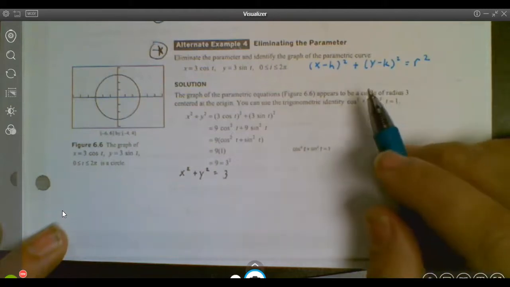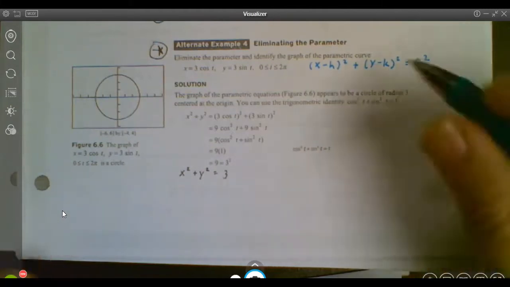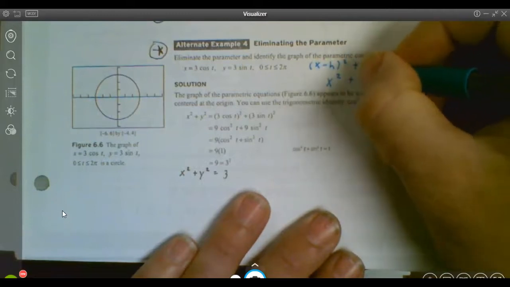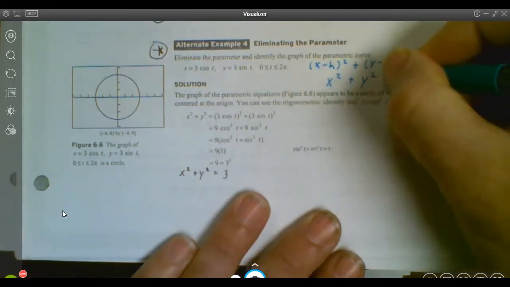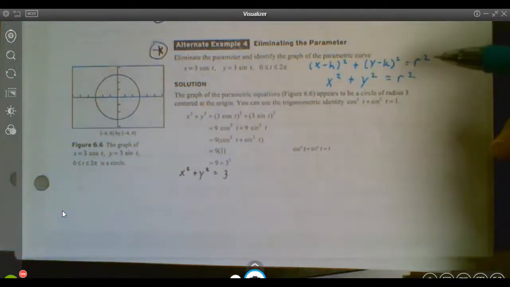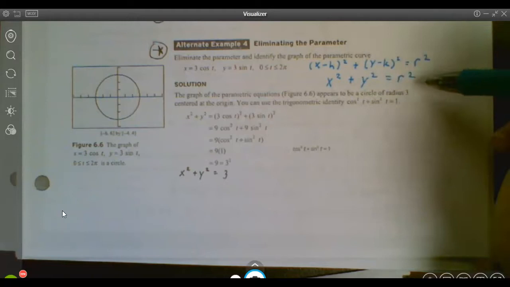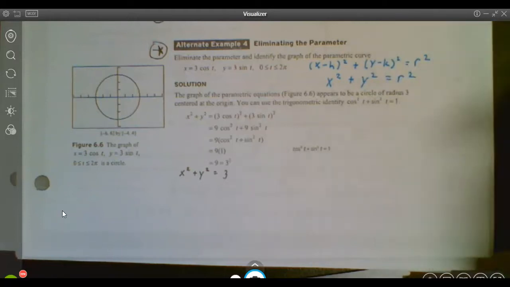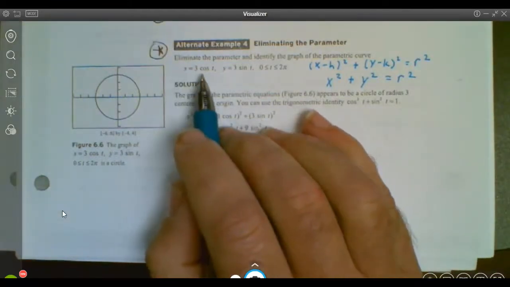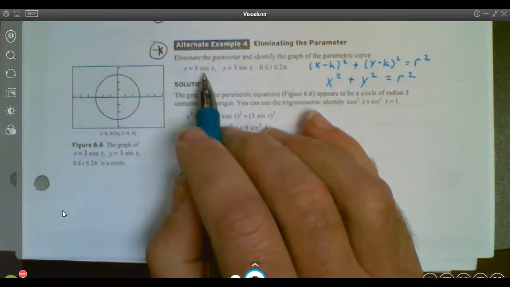Well, if you're centered at 0, 0, then h and k don't need to be there. Therefore, if I'm centered at 0, 0, the equation of the circle is simply x squared plus y squared equals r squared. Right? That's like the most basic parent function look for the equation of a circle when you're centered at 0, 0.